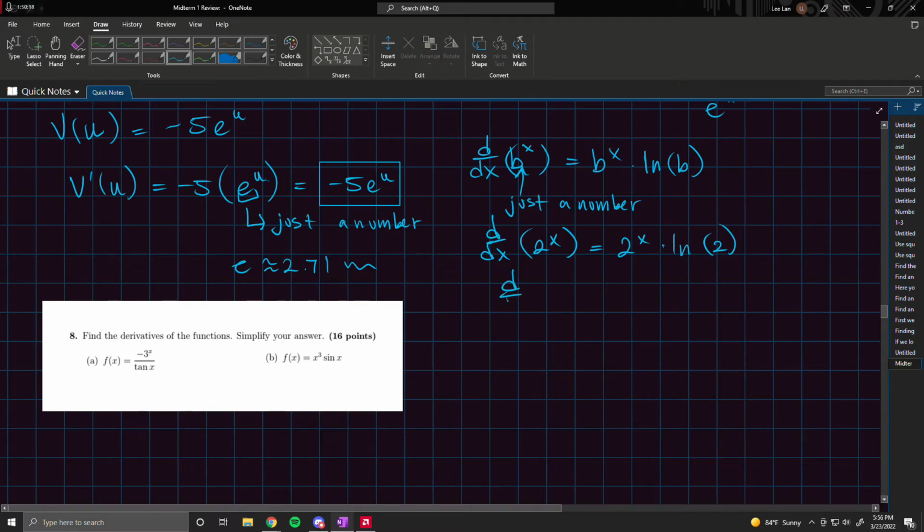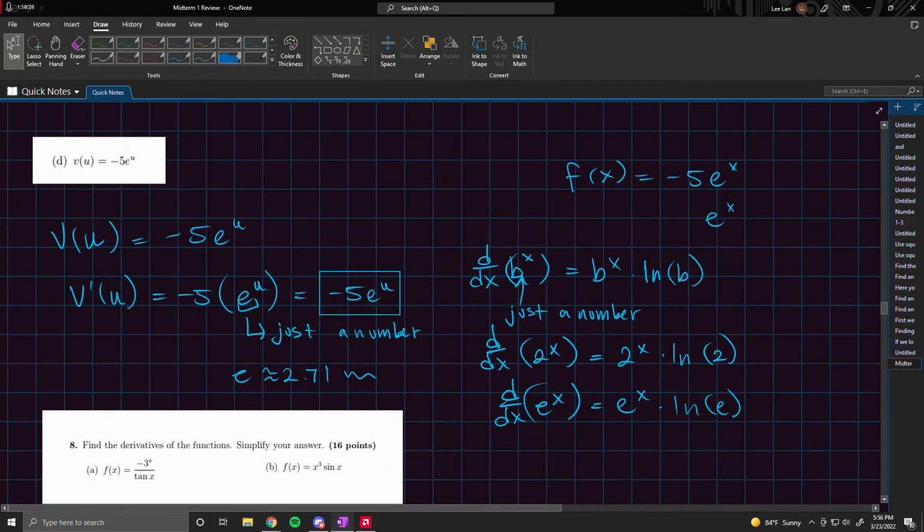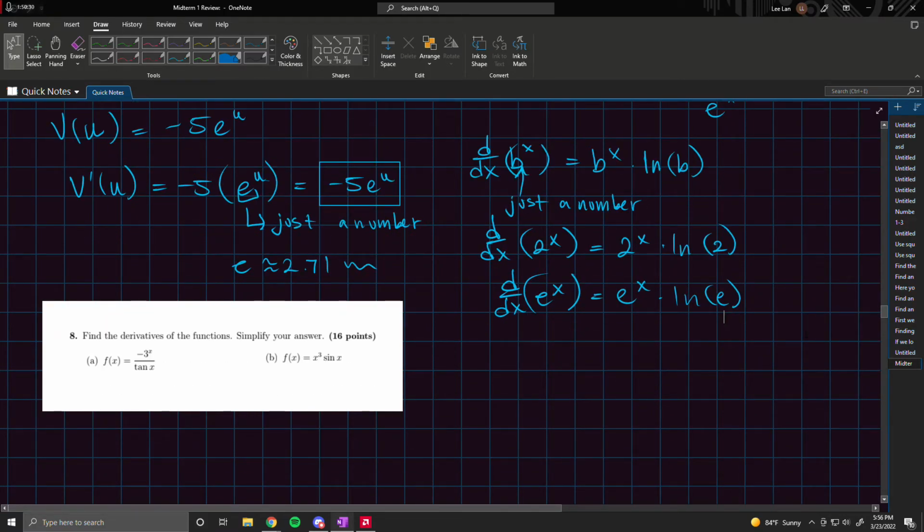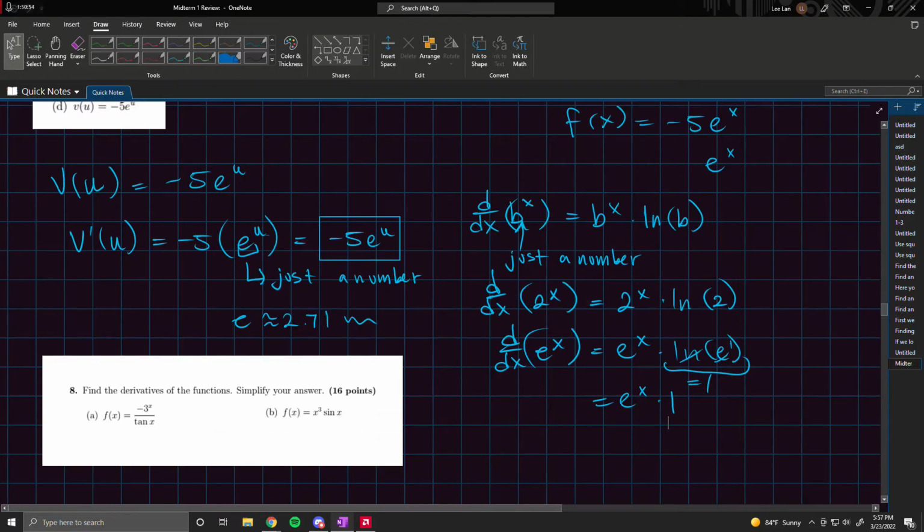So what happens if we plug in e to the x into this formula? Well, you'd get e to the x ln e. If you can remember the properties of natural logs, ln e is technically ln of e to the 1. When you have e to some power, the e and the natural log cancel, and you're left with 1. So you get e to the x times 1. So the derivative of e to the x is just itself.